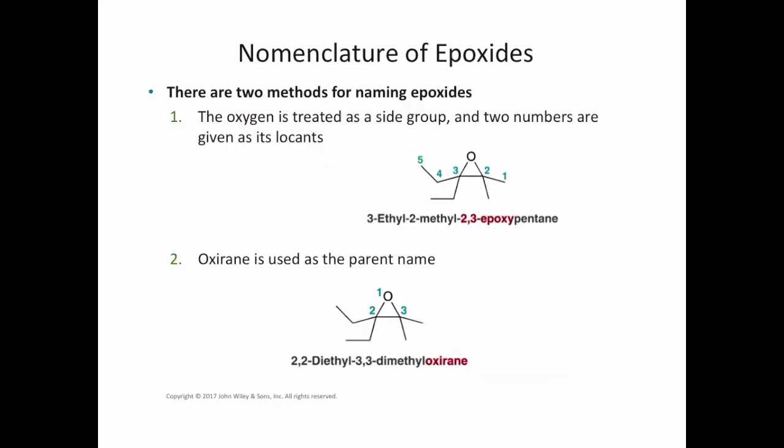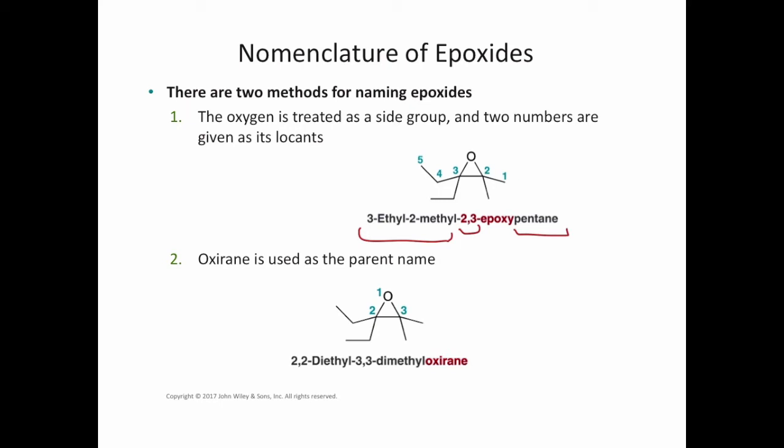There are 2 methods for naming epoxides. One is the oxygen is treated as a side group and 2 numbers are given as its locants. So here we would number the longest chain, which would be pentane in this case, and then we would number from the side that gives the epoxide starting at the lowest possible number, so that would be in this case numbering right to left, and we're going to call the epoxide epoxy with the numbers indicating which carbons are participating in that epoxide, and then we name the rest of the substituents as normal.